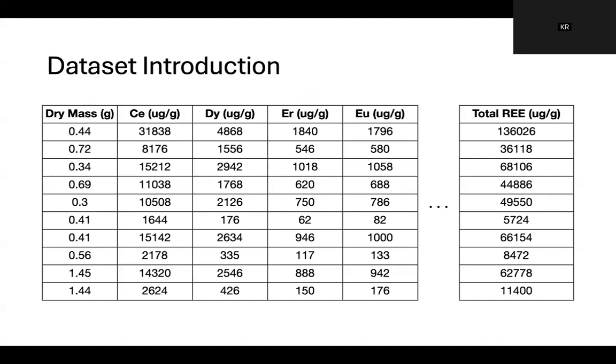These are the first few rows of our data set. As you can see, the dry mass is shown in grams, as well as the micrograms per gram concentration of each rare earth element, and finally, the total rare earth element concentration in micrograms per gram within the dry tissue.